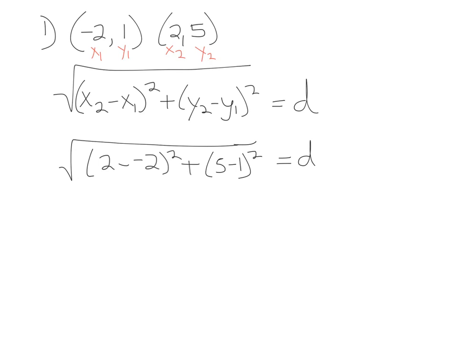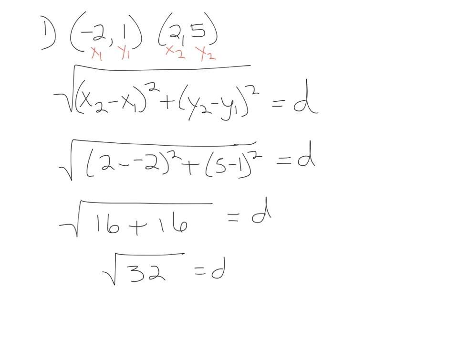Now just follow your order of operations. A double negative makes positive, so 2 take away a negative 2, that's really 2 plus 2, that's 4. 4 squared is 16. And then 5 minus 1 is 4. 4 squared is 16. And you cannot split up this radical because of the plus. You can't split it up. So 16 plus 16 is 32, so the square root of 32 equals d.